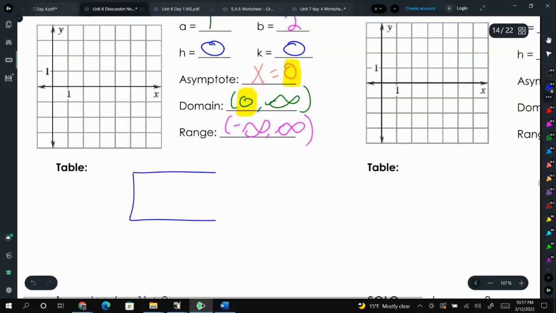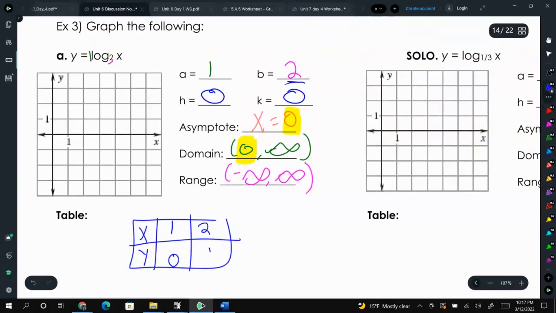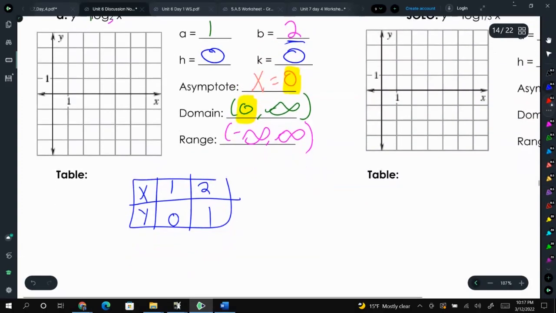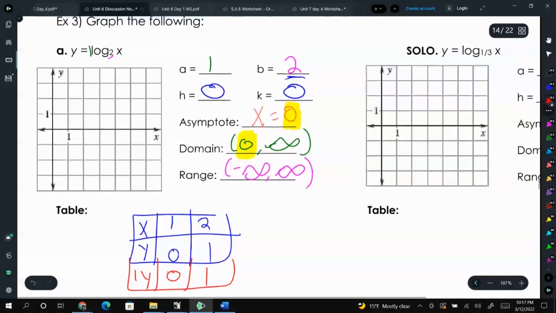All right, now for our table, like I was saying up above, we're going to have 1 comma 0 and then b comma 1. Our b value here is 2, so 2, 1. And then we would have that third row for a times y. In this case, it is just 1. And then we graph these points. So we have 1 comma 0 and then 2 comma 1. So our logarithmic graph would look like this. And our asymptote is at x equals 0. So we draw that asymptote.